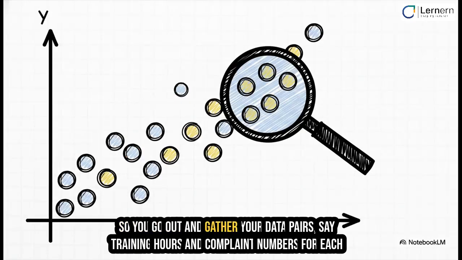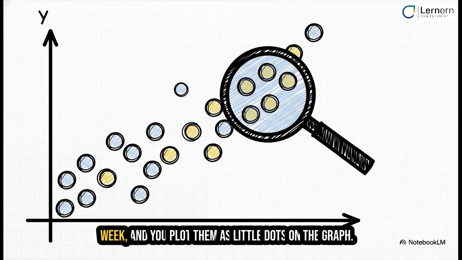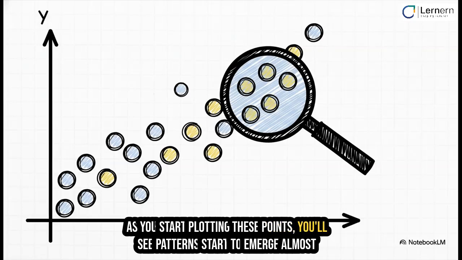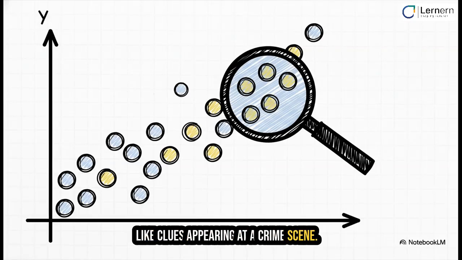So you go out and gather your data pairs, say training hours and complaint numbers for each week, and you plot them as little dots on the graph. And this, right here, is where the magic happens. As you start plotting these points, you'll see patterns start to emerge, almost like clues appearing at a crime scene.